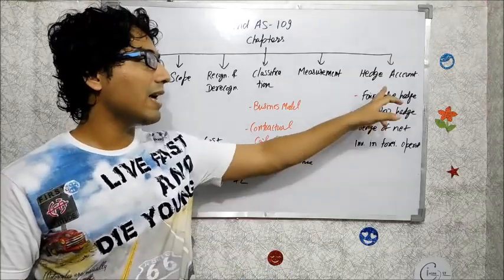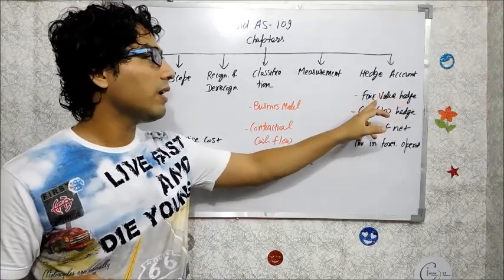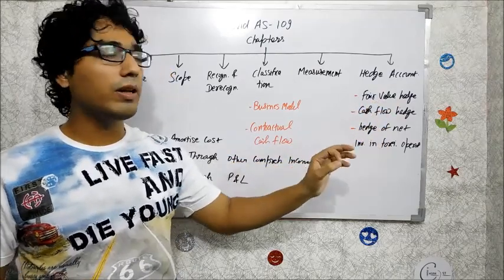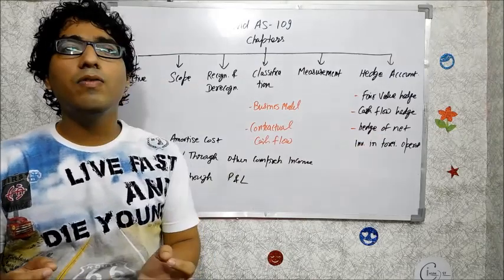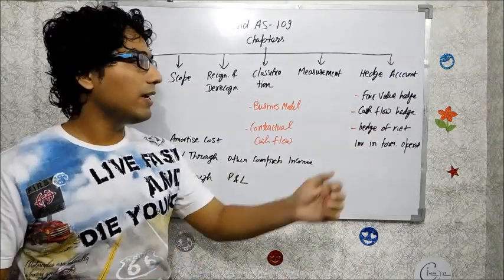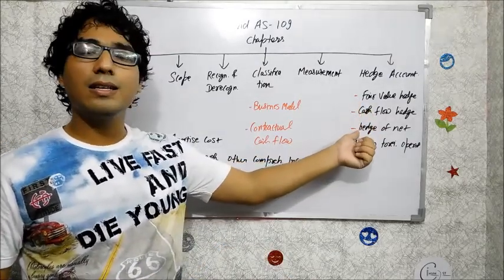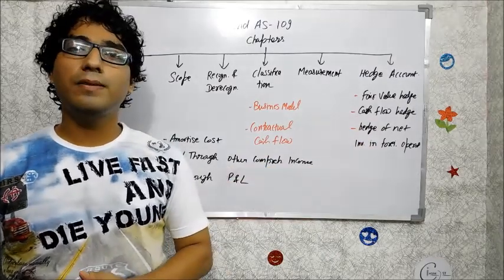Then in those cases hedge accounting is there for you. There are three types of hedge accounting: fair value hedge, cash flow hedge, and hedge of net investment in foreign operation. We will discuss how the accounting would be done in all three cases.